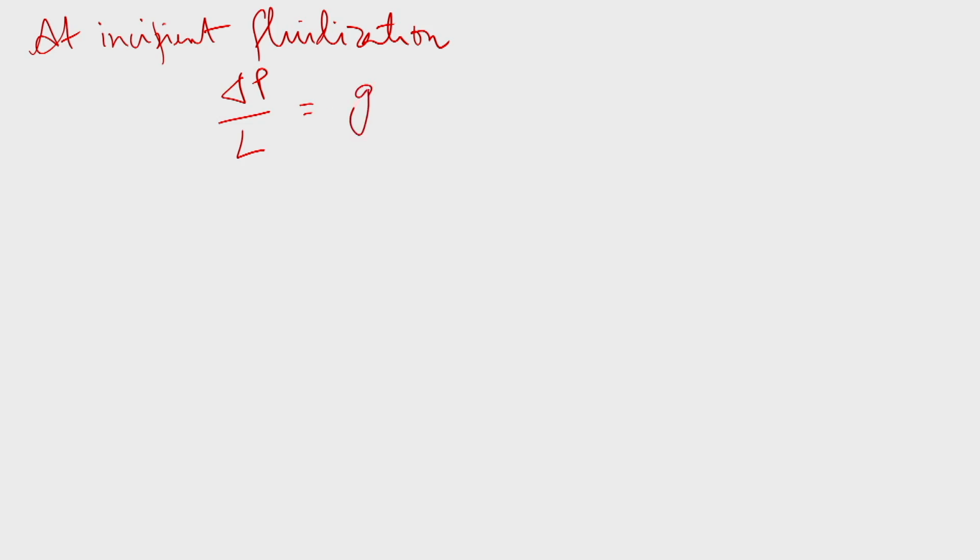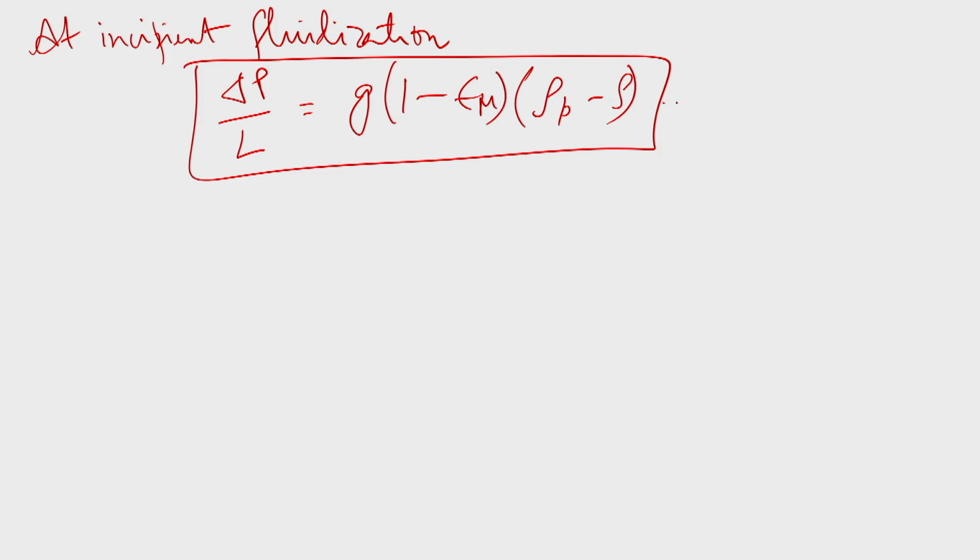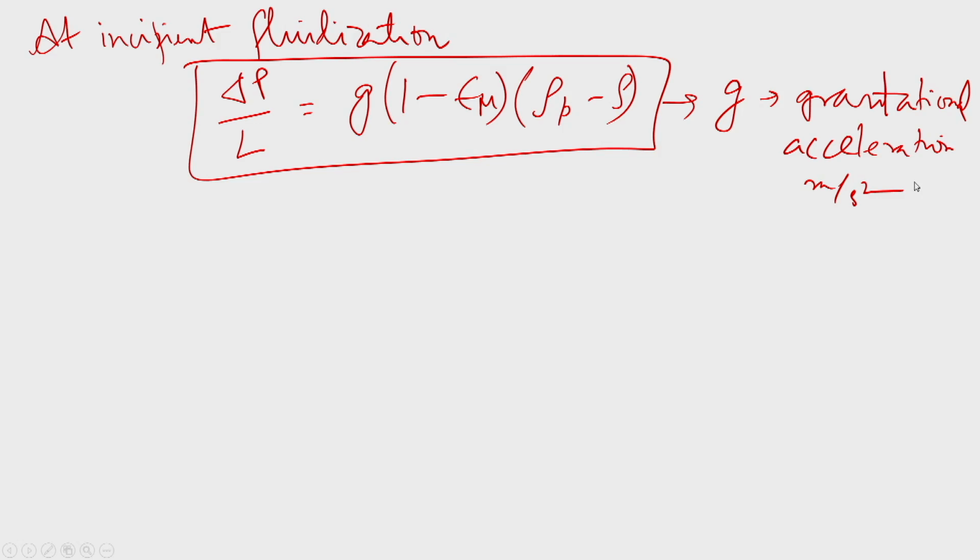So, at incipient fluidization, delta p by L is equal to g into (1 minus epsilon m) into (rho p minus rho), where g is the gravitational acceleration, in meter per second square, and epsilon is the voidage or porosity, and rho p is the density of the particle, whereas rho is the density of the flowing gas.